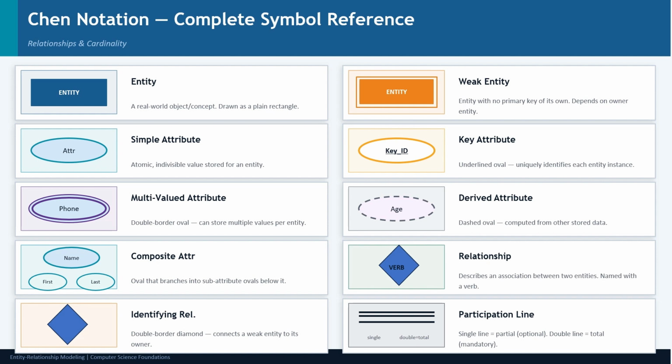Relationship, a diamond shape labeled with a verb. Identifying relationship, a double border diamond connecting a weak entity to its owner. Single line means partial participation. Double line means total mandatory participation.